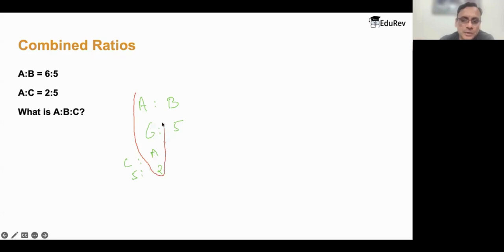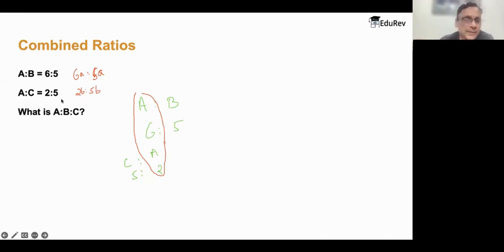Now, the problem is that these are different ratios. They will have different constants. So this is basically 6A is to 5A. This will be 2B is to 5B. These are different ratios. The constants will be different or same, I don't know, but I'll have to assume them to be different. Now, how do I combine them?